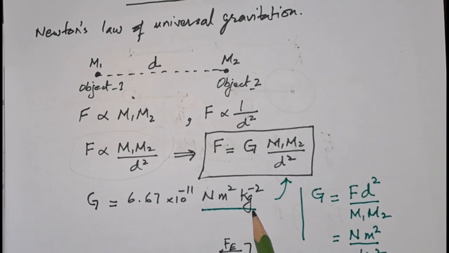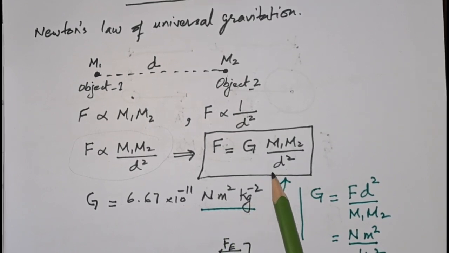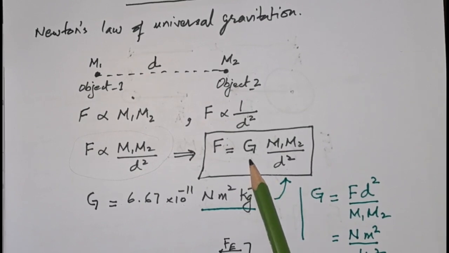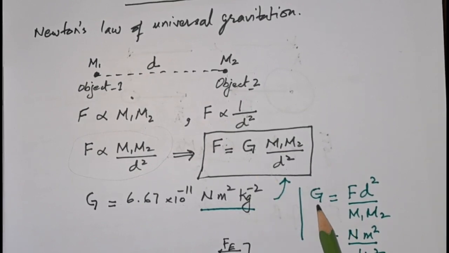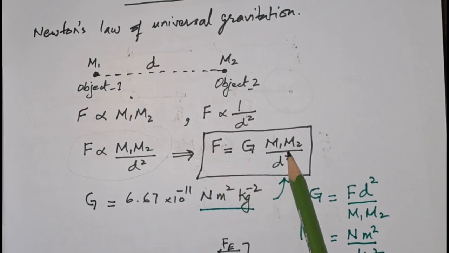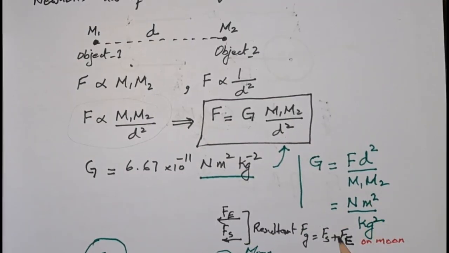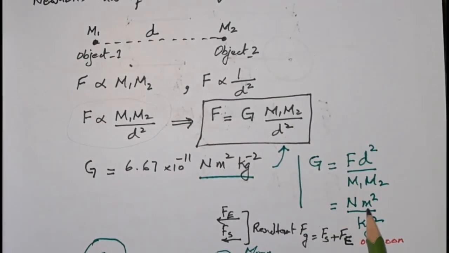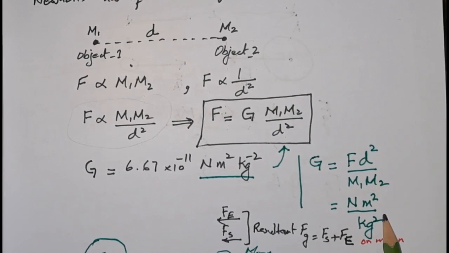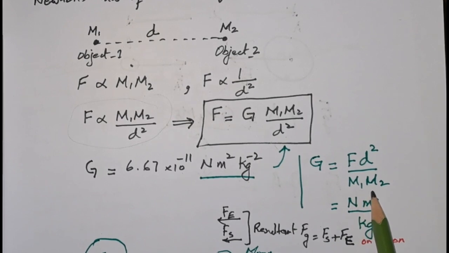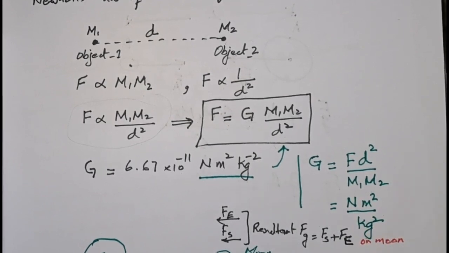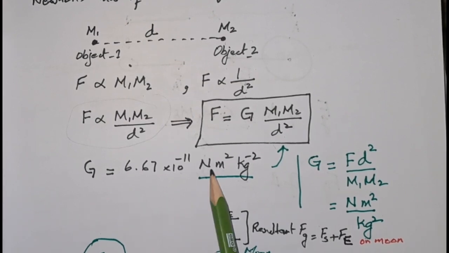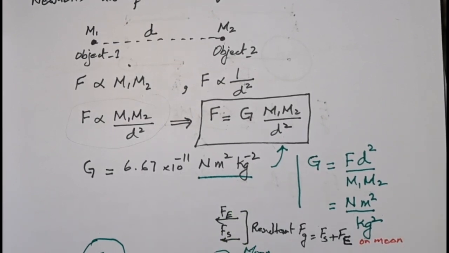Now, how does this Newton meter square per kg square work? If we look at this equation and make G the subject of the formula, we get G is equal to F d square over m1 m2. That means the unit of F is Newton, the unit of d square is meter square, and m multiplied by m is kg multiplied by kg makes kg square, and we take kg square in the denominator and get Newton meter square per kg square.